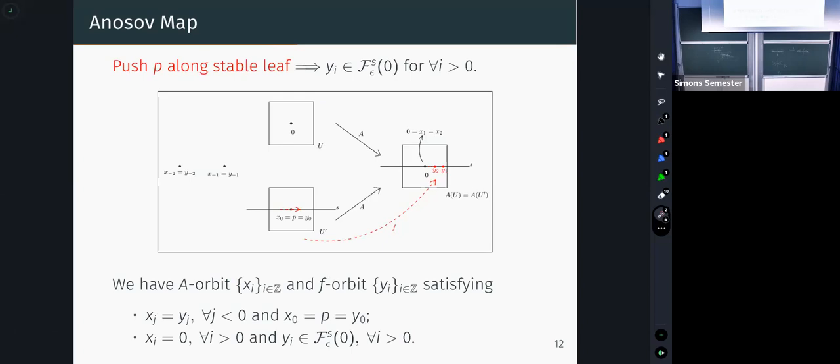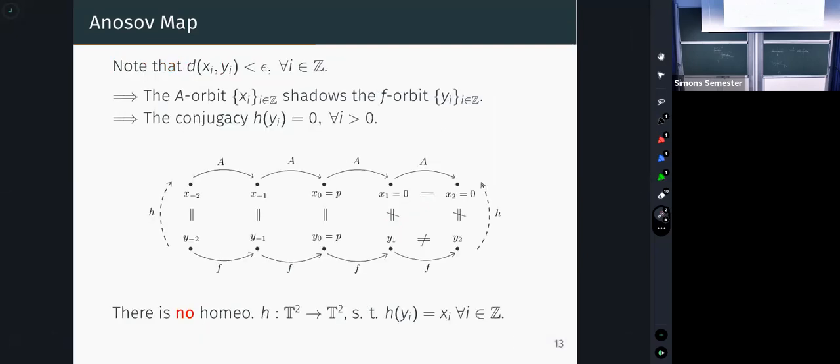Right now we have an A orbit of X_i and an F orbit of Y_i. X_i is there, right? Negative orbits never change and at 0 points they are also equal, but X_i is equal to zero for positive times, and Y_i is in the stable manifold. You can see that these two orbits X_i and Y_i are always close. So just as before, the A orbit of X_i actually shadows the F orbit of Y_i, because that's the unique orbit always contained in a small neighborhood of that. So you have no choice but to map every Y_i to zero.